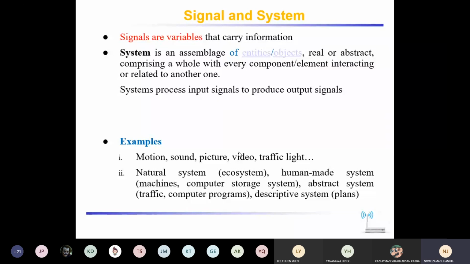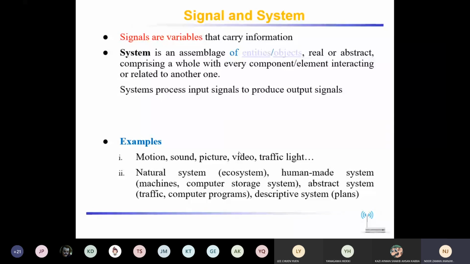So signals are the variables. Now, what it says next is that the system processes input signals to produce output. So systems are always there to produce some output, and those systems always need an input to produce the output. That input is actually the signals, because this is wireless transmission. And signals are actually the variables. They could be the motion, the sound, the picture, the video, the audio, the traffic, or it could be anything.